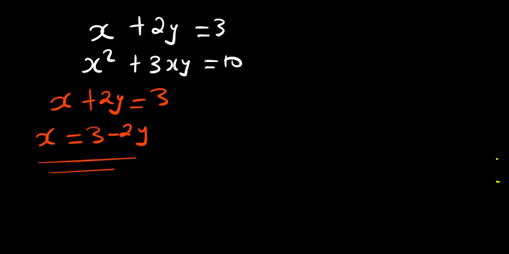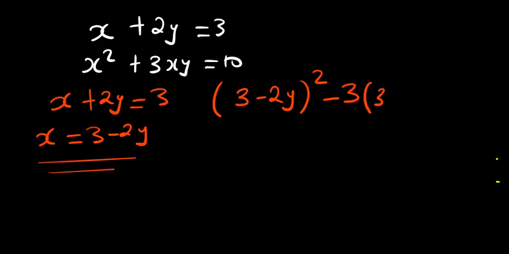So I'm going to have 3 minus 2y, okay, minus 2y, it is squared, minus 3, again where there is x, I'm going to replace 3 minus 2y. Okay, then there is y, don't forget there is y outside, and then is equals to 10. Okay, basically that. So let's solve this first.